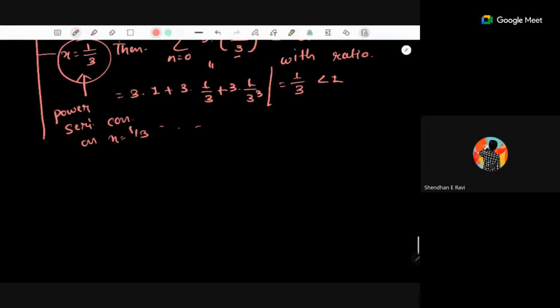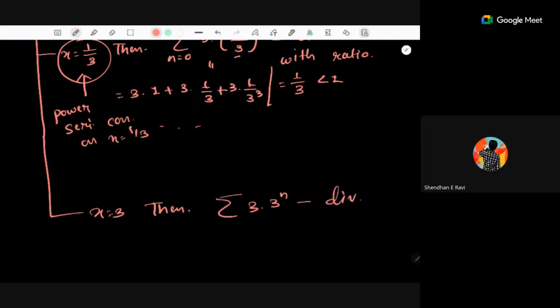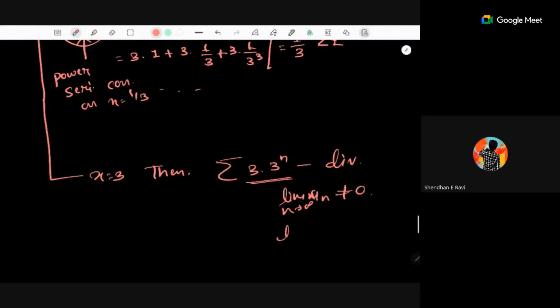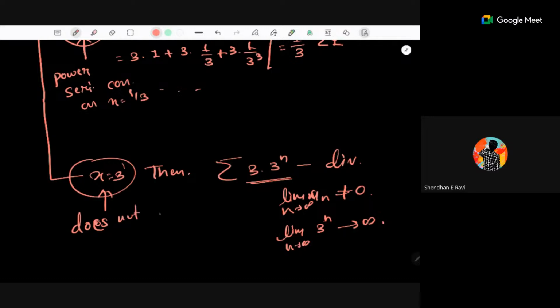But instead of 1 by 3, if I take x equals 3, then the power series will become summation 3 into 3 to the power n, which diverges because we don't have limit n goes to infinity, a_n not equal to 0. We have 3 to the power n, so limit n goes to infinity, 3 to the power n goes to infinity. So at x equals 3, it does not converge. That means divergence will happen.